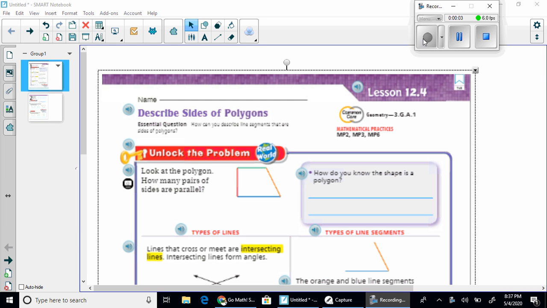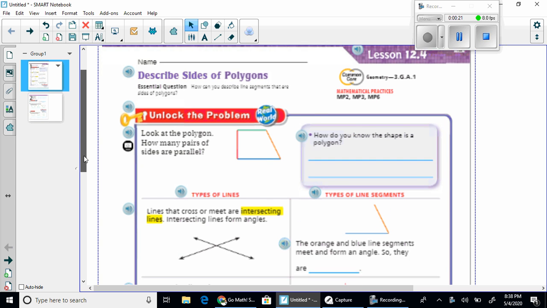This is lesson 12.4, and we are going to be describing the sides of polygons. All right, so the first question says, look at this polygon and how many pairs of sides you see that are parallel. All right, so down below we're going to learn some vocabulary first before we go ahead and answer that question.